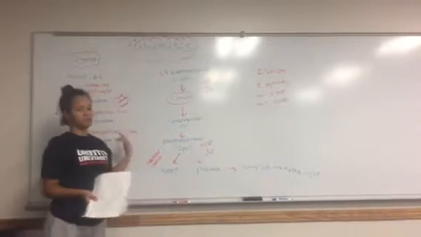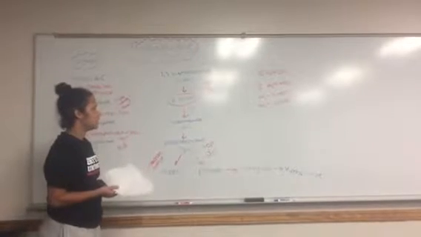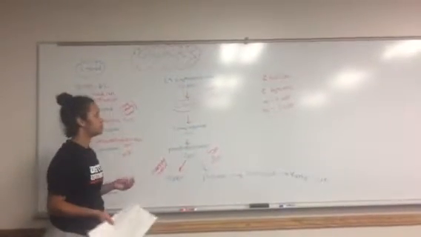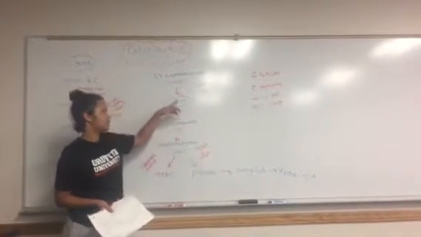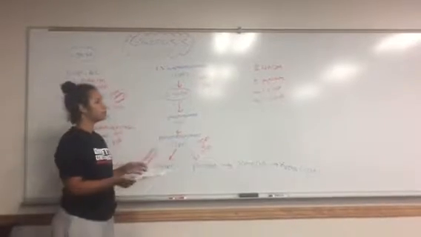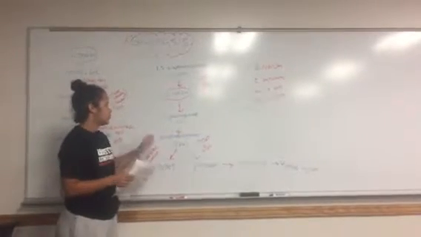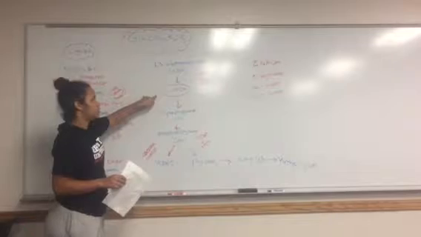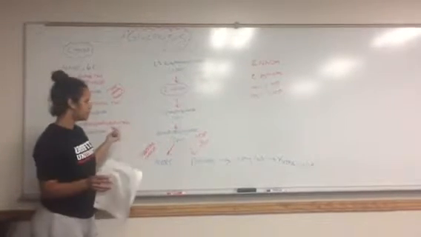1,3-bisphosphoglycerate, or 1,3-BPG. And this is the step where ATP is produced, so the phosphate is added back to ADP and creates ATP. And then at this step, we get 2 NADH, which can later be used to create more ATP.